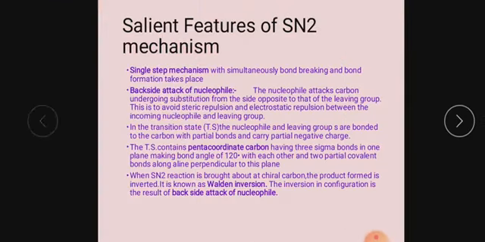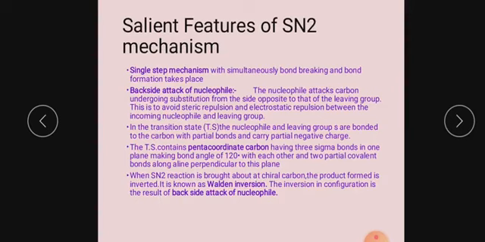Then next, from this reaction we write some salient features of SN2 reaction. See here, salient features of SN2 mechanism. First, single step mechanism with simultaneous bond breaking and bond formation takes place.